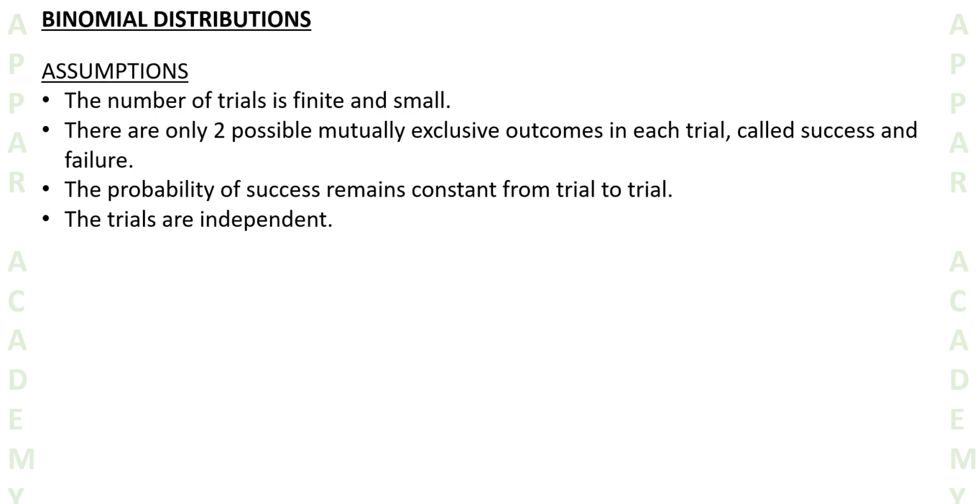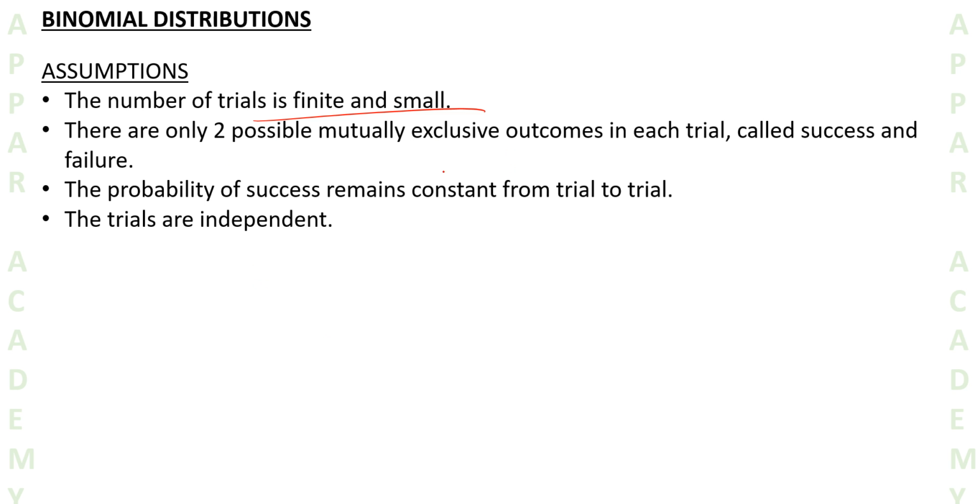Now we'll talk about binomial distributions. So first of all, let's see certain assumptions about the binomial distribution. Then we will try to derive the binomial distribution. So let's start with our first assumption. The number of trials is finite and small. This is quite clear: the number of trials is finite. There will be various trials, but that number is a fixed number. And that number needs to be small. It cannot be 2 lakhs or 3 lakhs or something. It needs to be a small number.